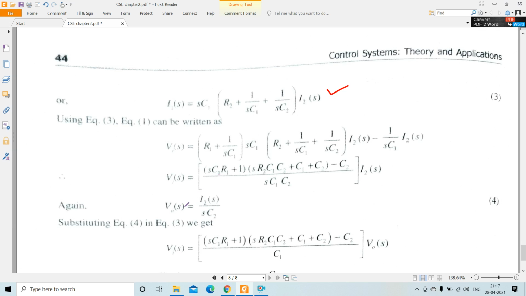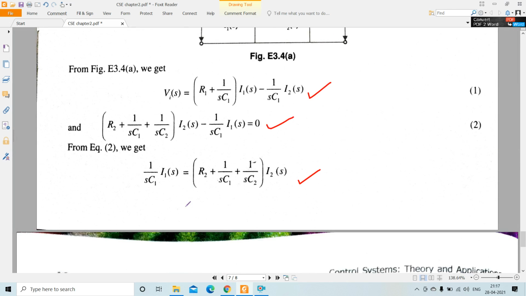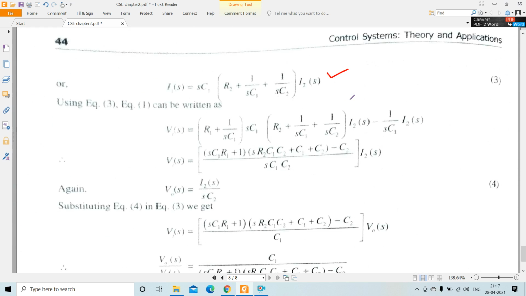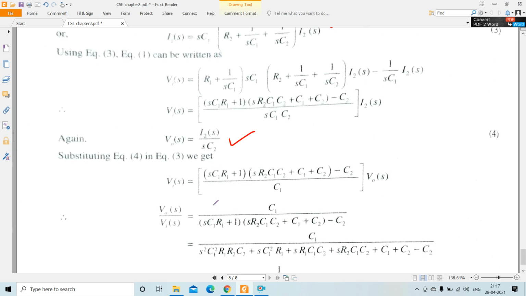So we can write V0, and from this loop we can find V0S. So V0S is equal to I2S by SC2. So here also we can find V0S. See, this is written here, I2S by SC2. So here also I2S by SC2, so we can replace it with V0S. So our final expression is VIS into this term into V0S, and our transfer function is V0S by VIS. So V0S by VIS is equal to this term.